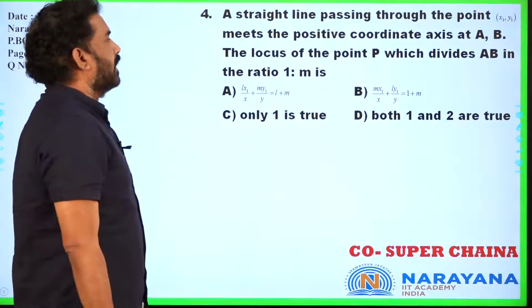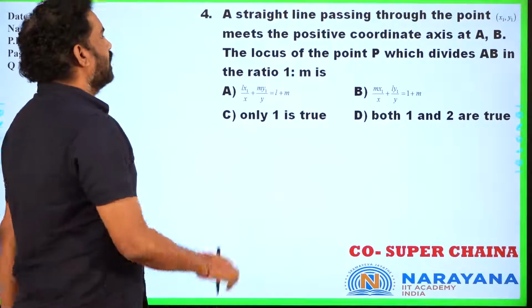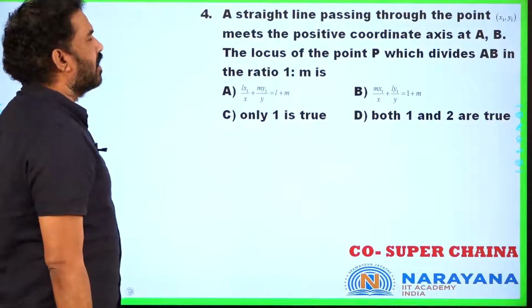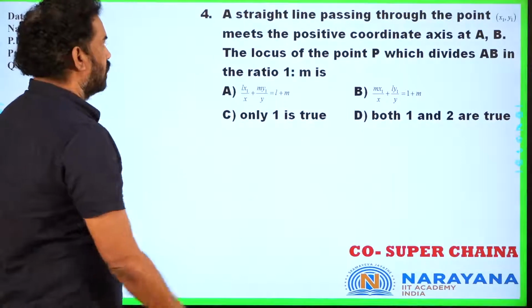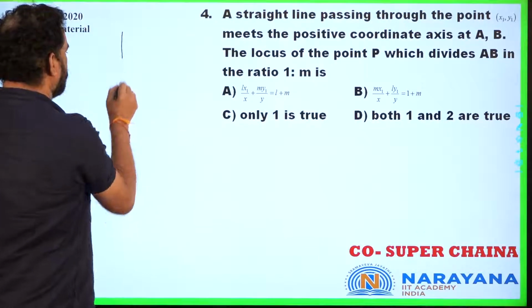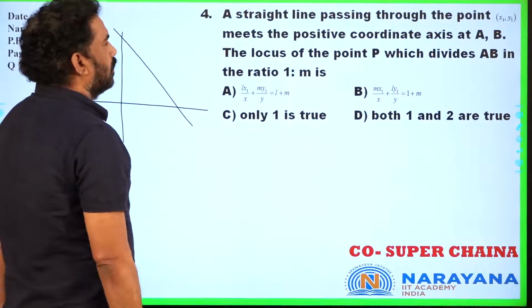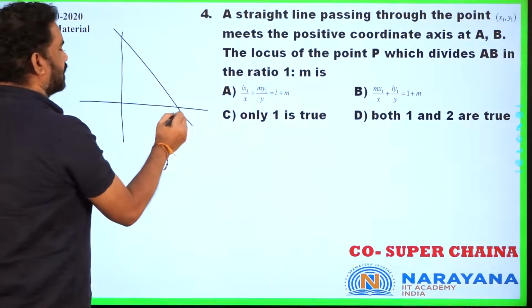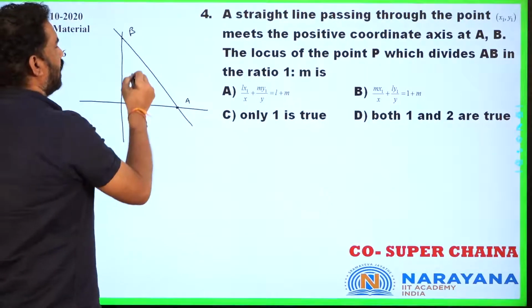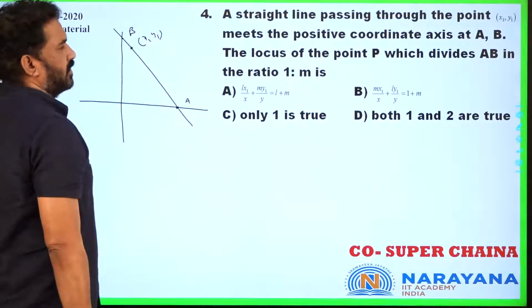Next, a straight line passing through the point (x1, y1) meets the positive coordinate axes at A and B. See this: these are the coordinate axes, and this is a straight line that cuts the axes at A and B. It is always passing through the point (x1, y1).